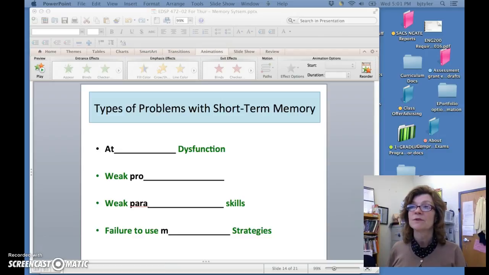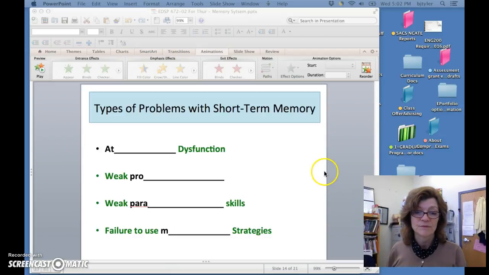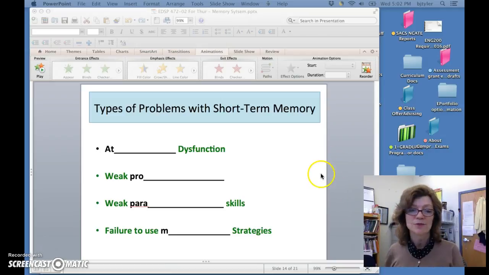Types of problems that a student could have with short-term memory. There are 4. First one is attentional dysfunction. You first must be paying attention in order to properly encode the information into your memory. Weak processing. So if you haven't truly gotten it into your head what this is about, you won't be able to remember it. Weak paraphrasing skills.